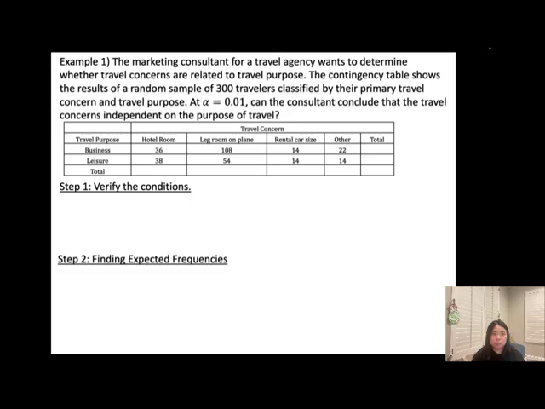Okay, let's do it together. Example 1. The marketing consultant for a travel agency wants to determine whether travel concerns are related to travel purpose. The contingency table shows the result of a random sample of 300 travelers classified by their primary travel concern and travel purpose. At alpha equal to 0.01, can the consultant conclude that the travel concern is independent of the purpose of travel? So first, when you see the contingency table, fill in the totals and then the grand total.